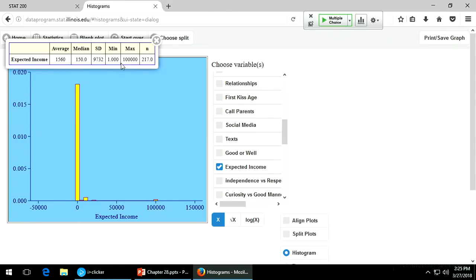The minimum answer was 1,000. This is in thousands. And the maximum answer was, we cut it off at 100,000. So that's 100 million. That's where we just decided to cut off the salary. So some people answered that. Now the median was 150,000, and the average was 1,560,000.